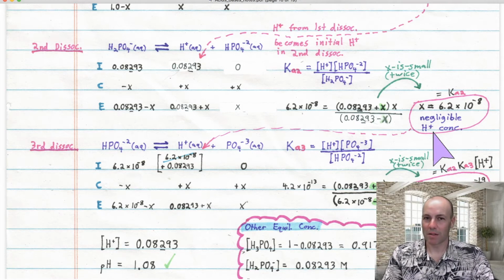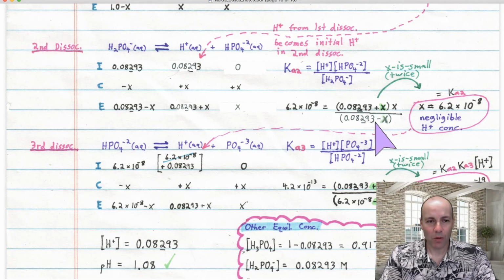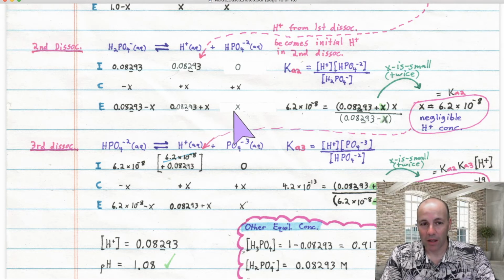There's something else that I want to point out. So you take what you generate from the second dissociation. So here's your proton concentration, as is now. It's what the first one gave you, and now plus X from the second one. And now you have X amount of this. So you take your proton concentration, and that becomes the initial proton concentration for the third dissociation, and you take the X for that, and that becomes the initial HPO4 minus 2 concentration there.